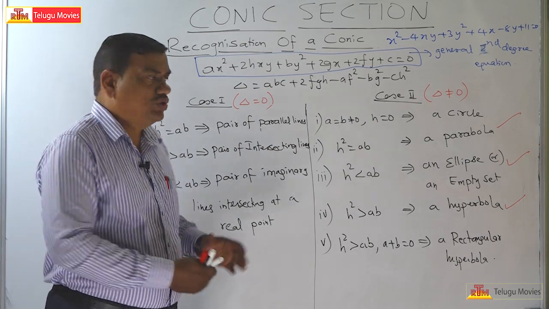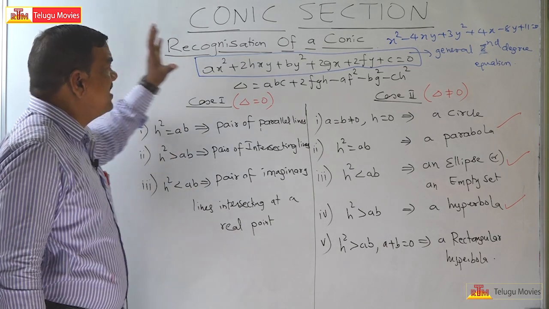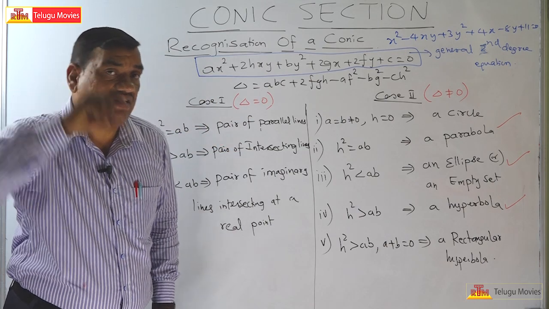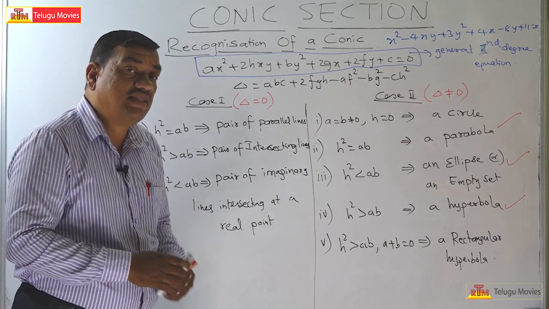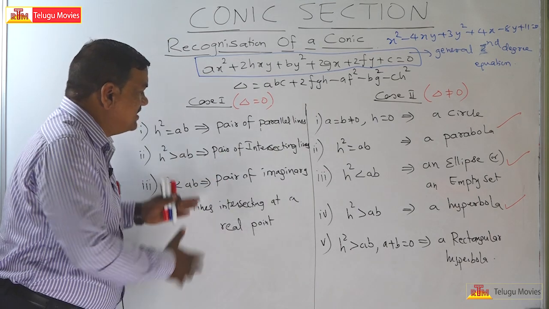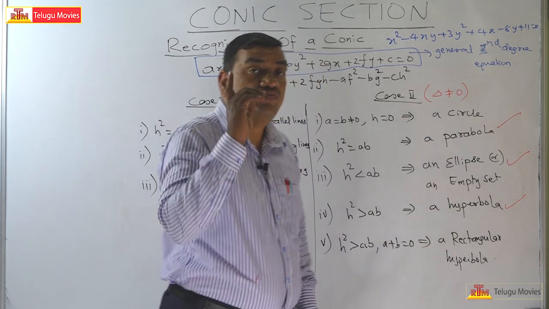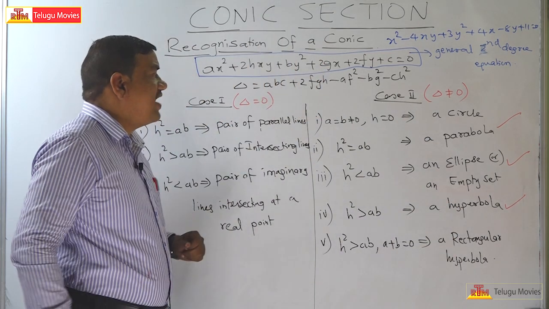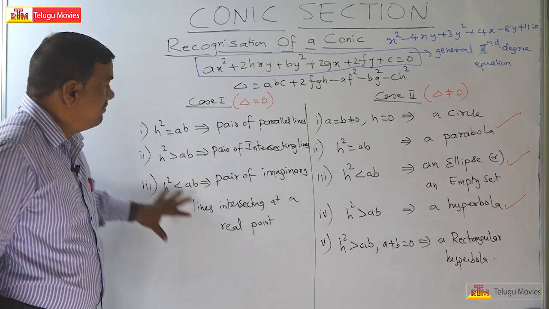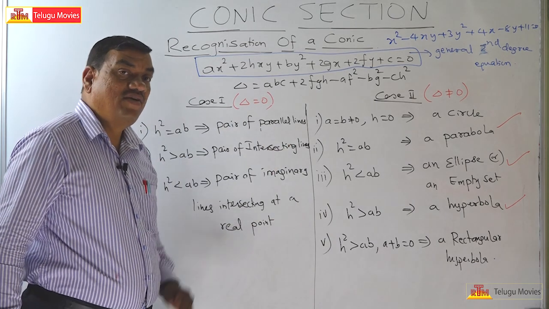Okay, now this is very, very important data. That means recognition of a conic. Given a general second degree equation, how do we say whether that equation represents parallel lines, intersecting lines, imaginary lines, or a circle, parabola, ellipse? First find the delta value, afterwards find the h square value and the ab value. Depending upon these conditions, the conic represents various forms.